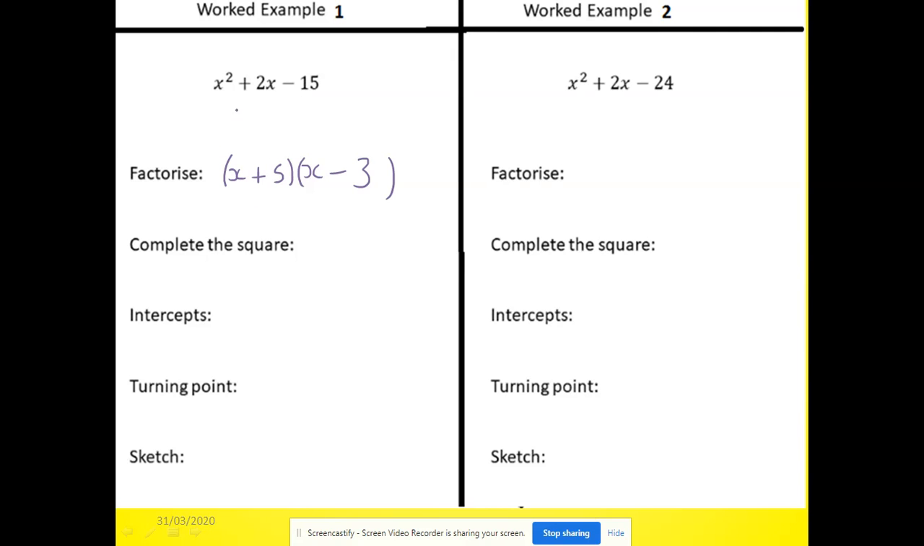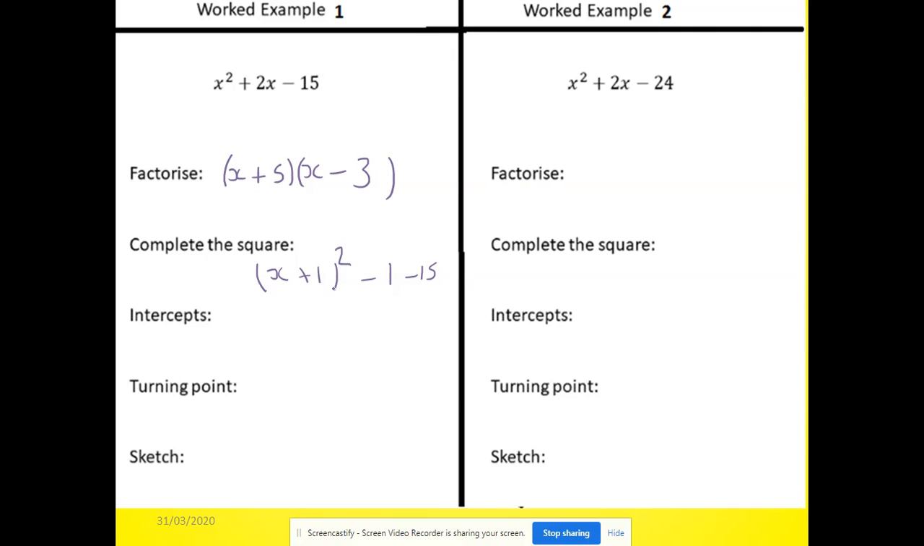Now, a reminder of completing the square. Again, if any of this doesn't make complete sense, maybe go back onto Hegarty Maths and have a look through them. For completing the square, we halve the coefficient of the x term, and completing the square is always in this form. So we halve the coefficient and end up with 1. Now, (x plus 1) all squared would create x squared plus 2x, but it also creates an extra 1, which means we're going to have to take away that 1 again, and then we've got to take away 15.